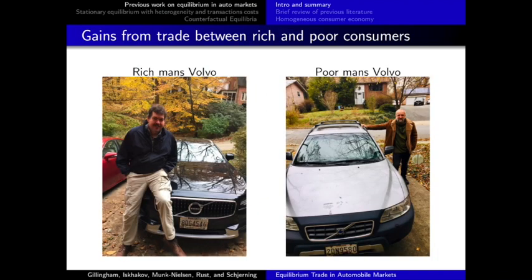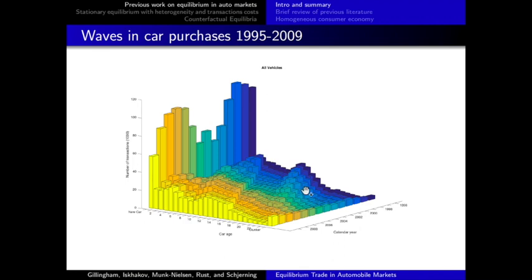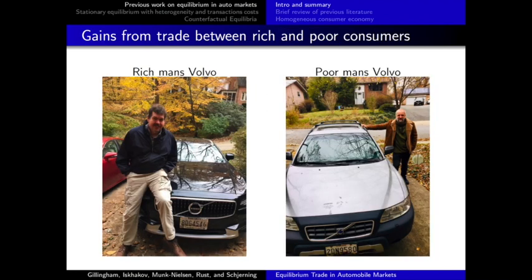So here's another thing I want to talk about. It's also a motivation for one of the things we want to put into modeling the car market. The previous graph showed basically the amount of trade. Here you see the aggregate amount of trade of different car vintages over time. But it didn't say anything about who is trading, right? And this is what we would like to have a model for. There are different types of consumers, and they are trading with each other.